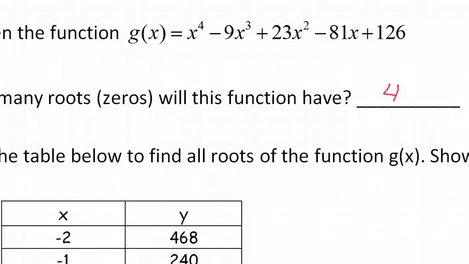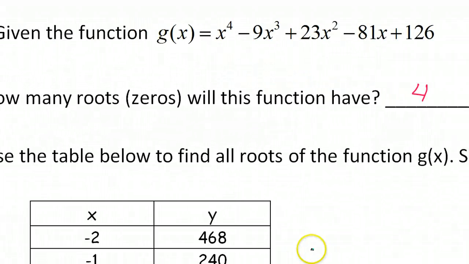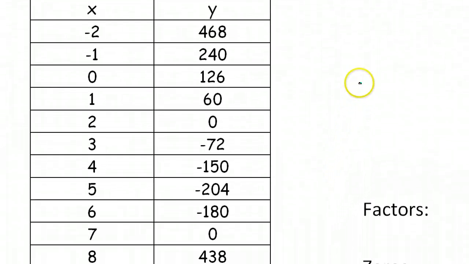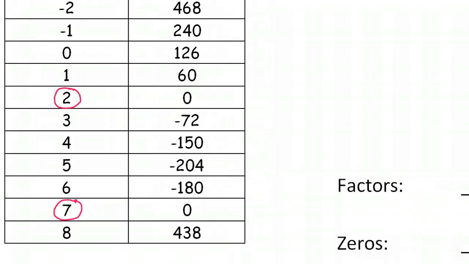Now we're supposed to use the table to find all the roots of the function. If we see any zeros on the y side, we know that those x values are zeros of the function. So we should be staring at this 2 and this 7. Those are 2 zeros that are basically given to us from the table, 2 and 7. So let's go ahead and record those.